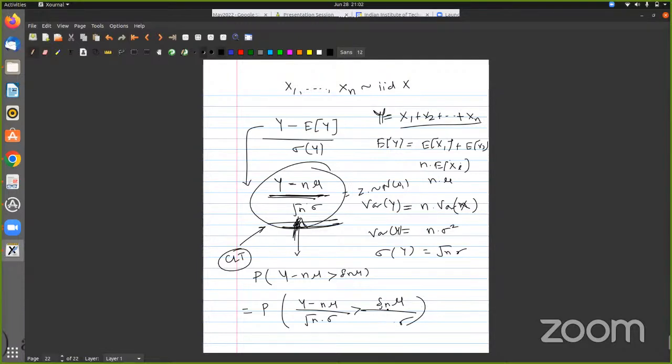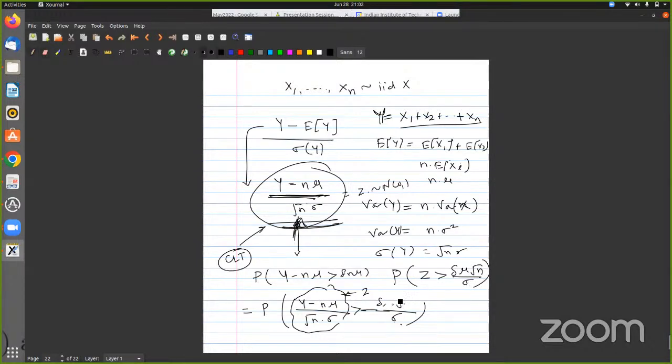So this root n is in the denominator, and the numerator is n. So n divided by root n is root n in the numerator. So this is Z, standardized. That means the probability that Z is greater than delta mu root n by sigma.